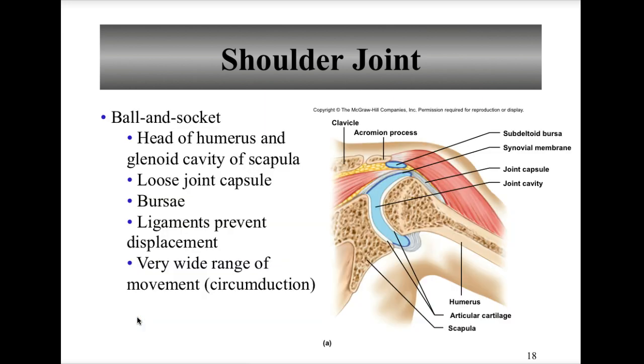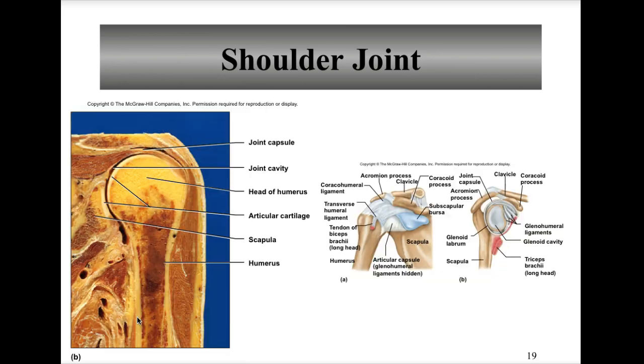The shoulder joint consists of two joints, and what we see here is a ball and socket joint, where the head of the humerus and the glenoid cavity of the scapula articulate. Basically, it's a loose joint capsule. You do have some bursae. You have a ligament to prevent displacement, and you have a very wide range of movement, such movement to allow for circumduction.